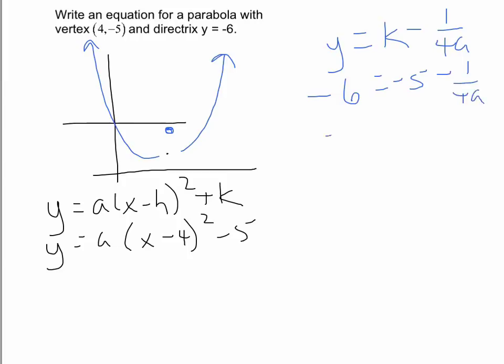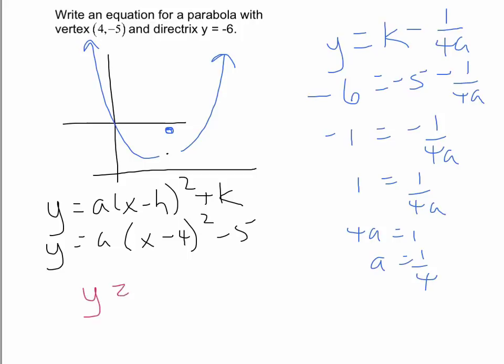So I'm going to add 5, and get that a equals 1/4, and then I can go back here and write my equation: 1/4 times (x minus 4) squared minus 5.